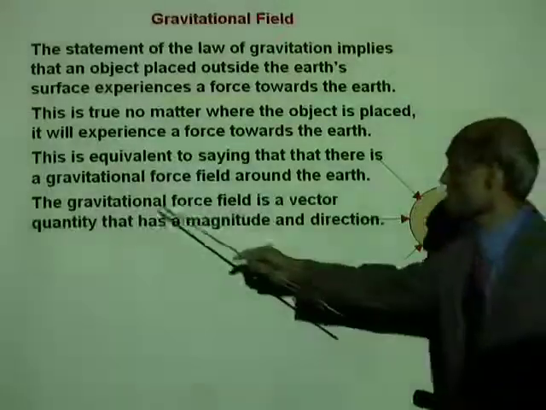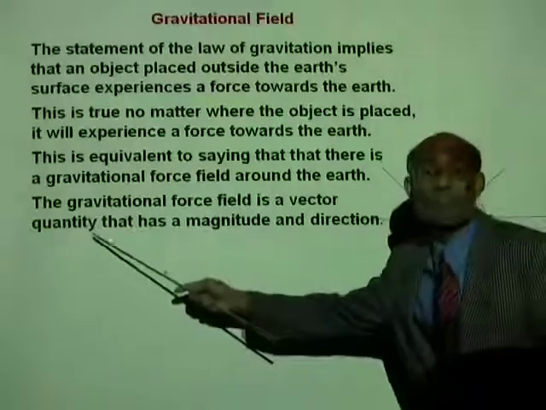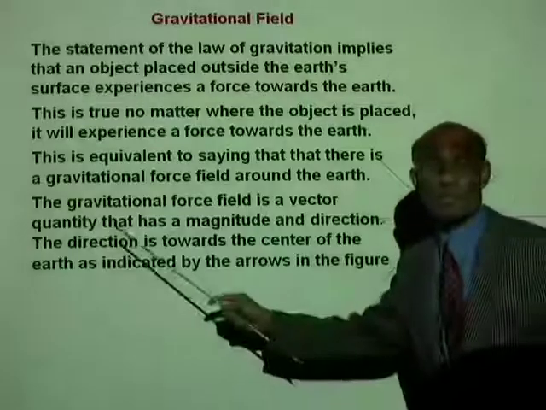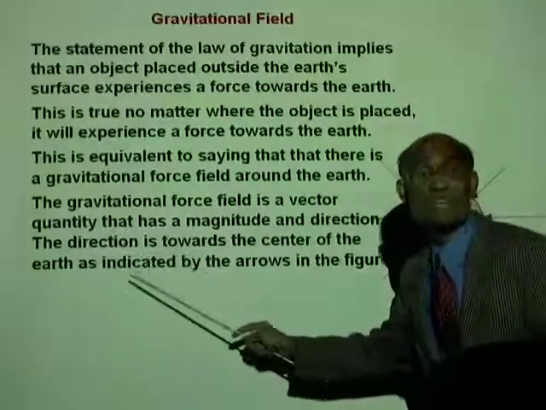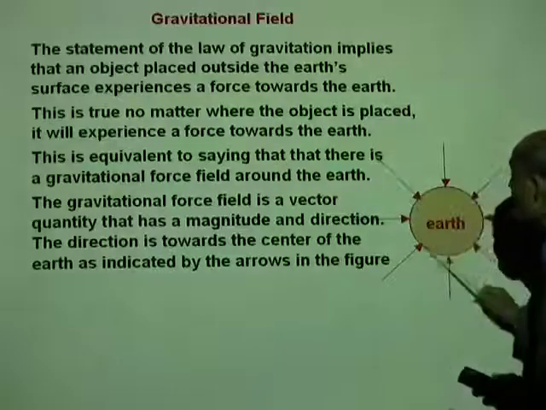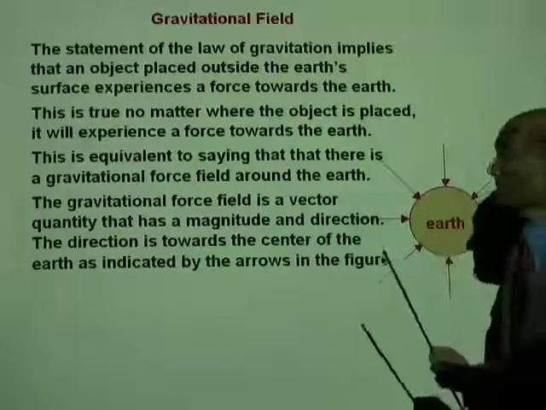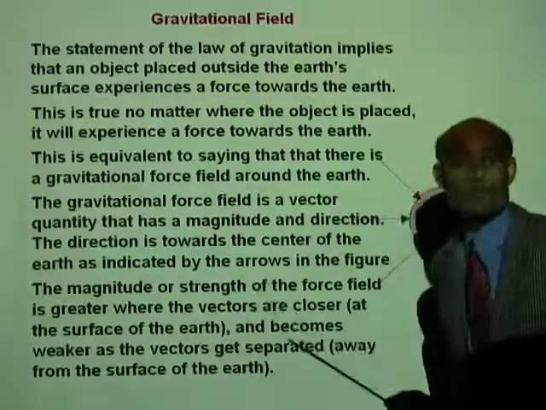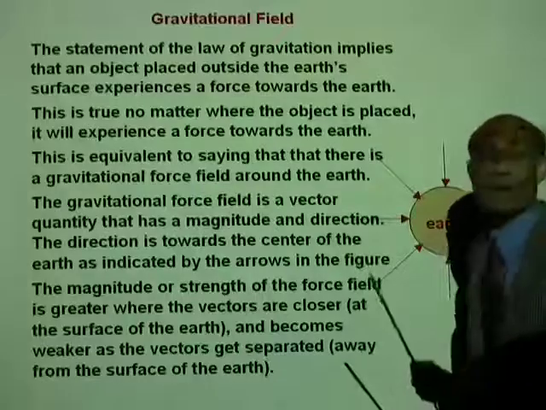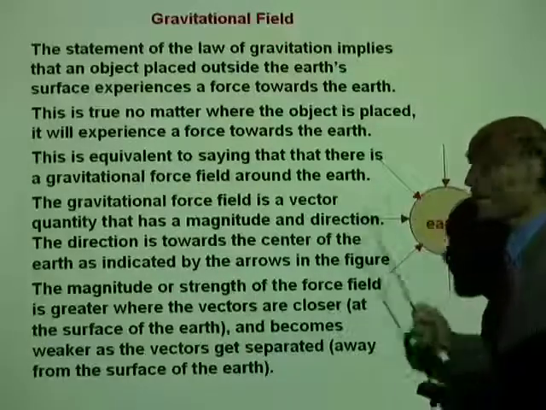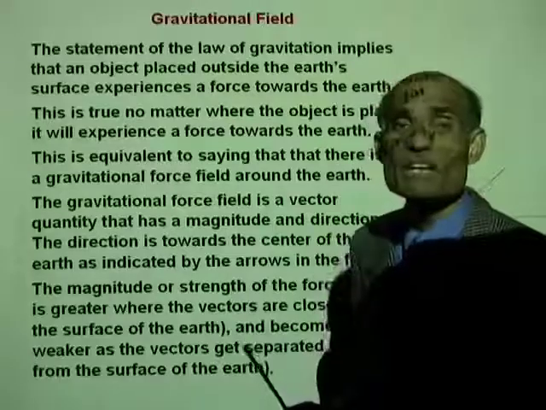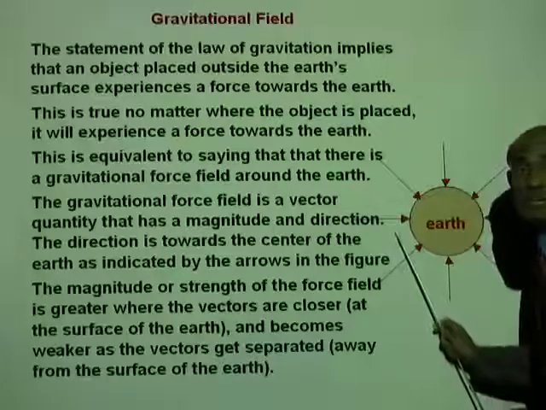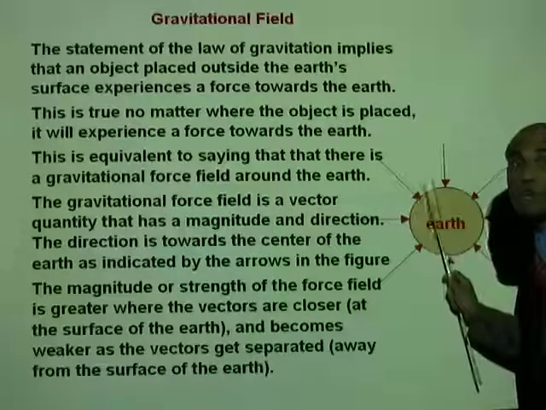All right. The gravitational force field is a vector quantity that has a magnitude and direction. The direction is towards the center of the Earth, as is indicated by these arrows. The magnitude or strength of the force field. How do you know the strength of the force field? Now, where is the strength of the field greater? If you look at these lines that represent the force field, where are they closer together?